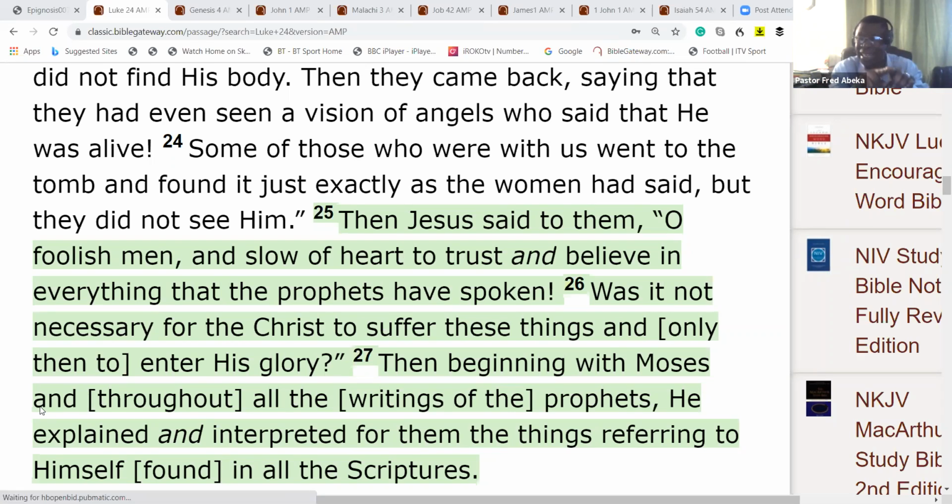So there are two words. It is bradus kardia, B-R-A-D-U-S, K-A-R-D-I-A, kardia. We get the English derivative, cardiology. Heart. It means the innermost part of a man. So you are slow of heart. He's talking about their mindset. What? "To trust and believe in everything that the prophets have spoken."